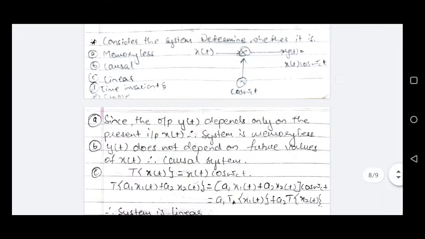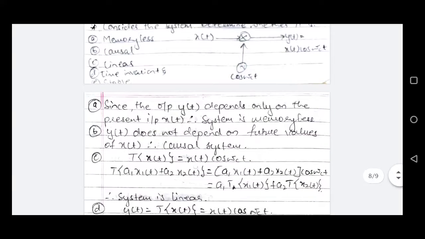Now the first thing, is it a memory system or a memoryless system? Because the output depends only on the present input, the system is memoryless. For a system to be a memory system, output should depend on previous values of the input as well. But here, the system output is dependent only on the present instant of the input, so it is a memoryless system. Is it a causal system or non-causal system? It is a causal system. Again, output does not depend on the future values. Output depends on the present value of the input only. Therefore, the system is a causal system.